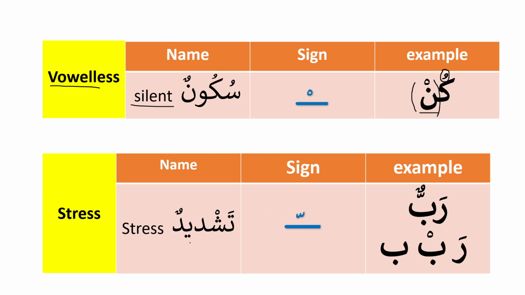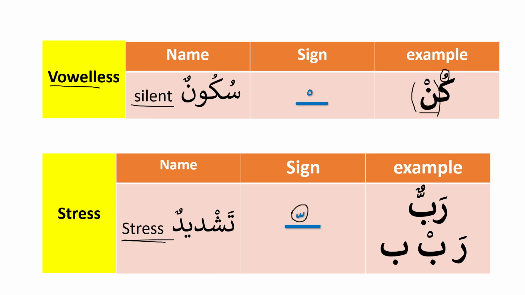And then the last one is tashdid. What is tashdid? It is basically stress. And why is it called stress? Because the letter is pronounced with stress, and basically there are two letters. The rule in Arabic is that when two letters are the same, they are assimilated, put together and merged into one, and tashdid is placed on that. So that's why it is called tashdid, as we can see over here.